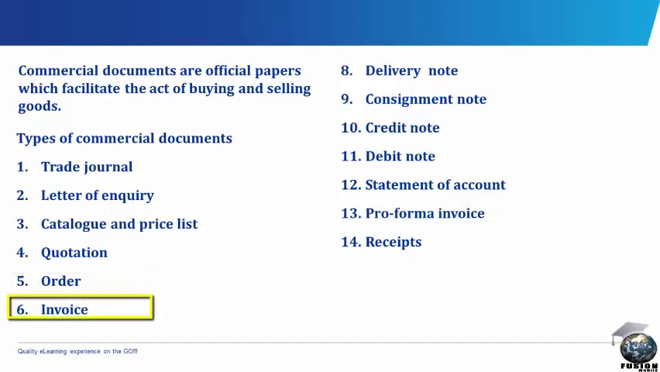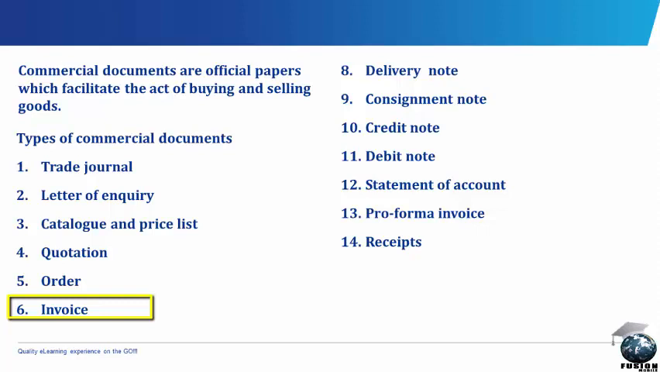The invoice. An invoice is a commercial document used in business transactions, giving a comprehensive summary of a transaction involving sales or purchase of goods. Most invoices bear the term E and OE, that is, errors and omissions expected.